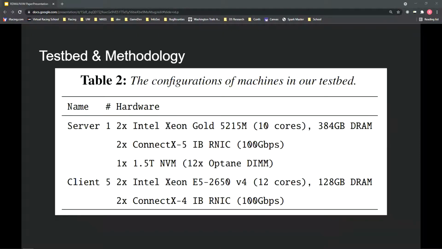Regarding the testbed, their testbed consists of one server and 5 clients. The server has two Intel Xeon Gold 5215M 10-core processors with 384 gigabytes of DRAM, 2 ConnectX-5 InfiniBand RDMA-enabled NICs, and one 1.5 terabyte NVM comprised of 12 Optane DIMMs. The client has two Intel Xeon E5 2650V4 12-core processors with 120 gigabytes of DRAM, and similar to the server, has two ConnectX-4 RDMA-enabled NICs.